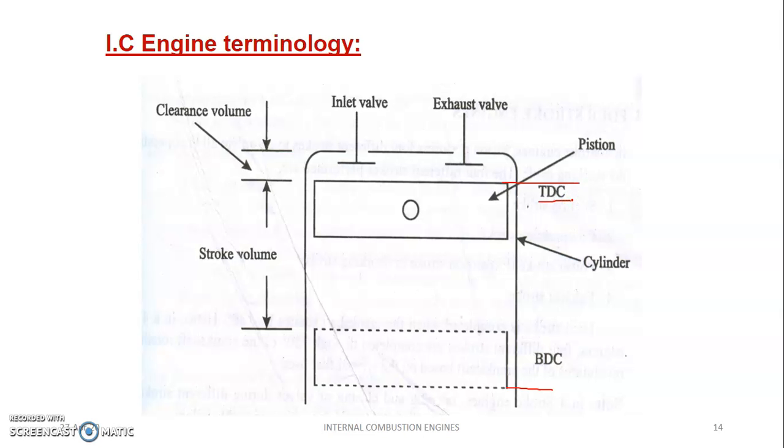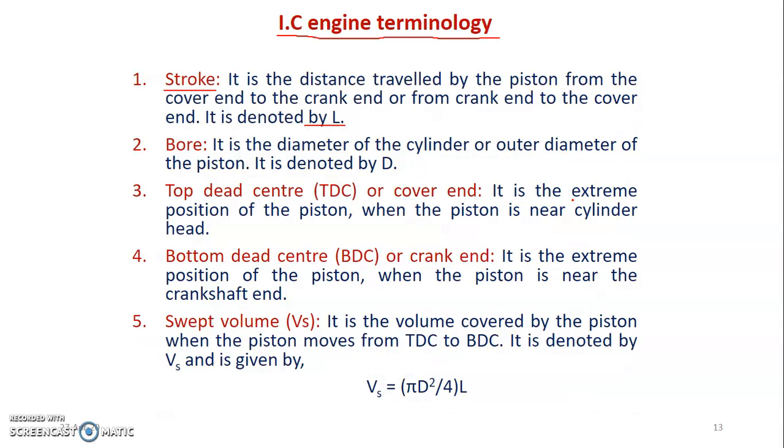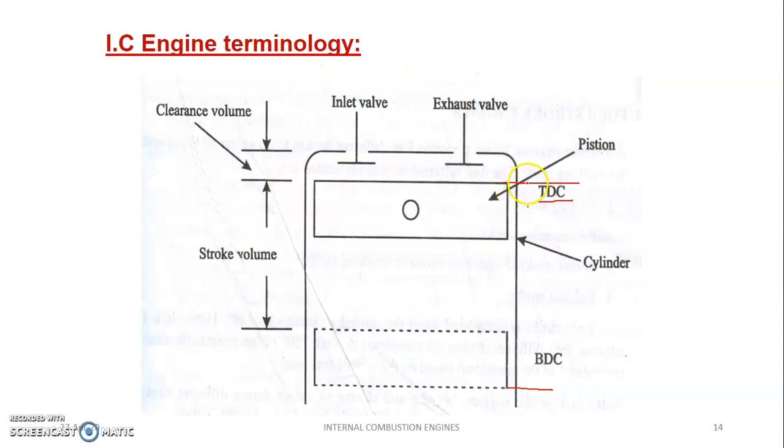Top dead center, and it is also called, as we can observe here, the cover end. Shortly we call this TDC, and it can move down to the extreme position, that is called BDC, bottom dead center. It's also called the crank end. There are two words used: cover end and crank end. So the piston moves from top dead center to bottom dead center, that is called the stroke. Whatever the distance traveled by the piston from top dead center to bottom dead center, that is called stroke.